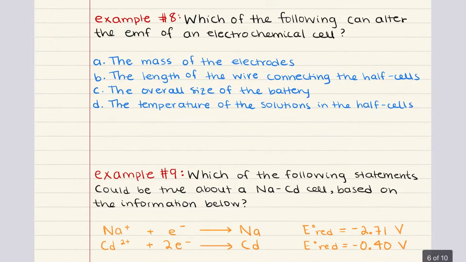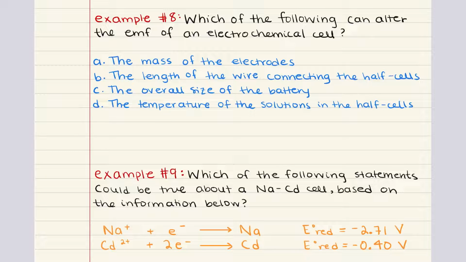Let's do problem 8 now. Problem 8 says, which of the following can alter the electromotive force of an electrochemical cell? Now, the EMF of an electrochemical cell, also known as the cell potential, is primarily determined by the standard reduction potentials of the half reactions occurring at the electrodes. Keeping that in mind, let's work through each answer choice.